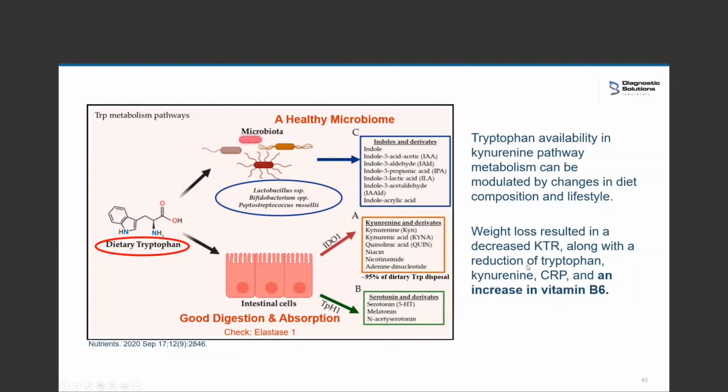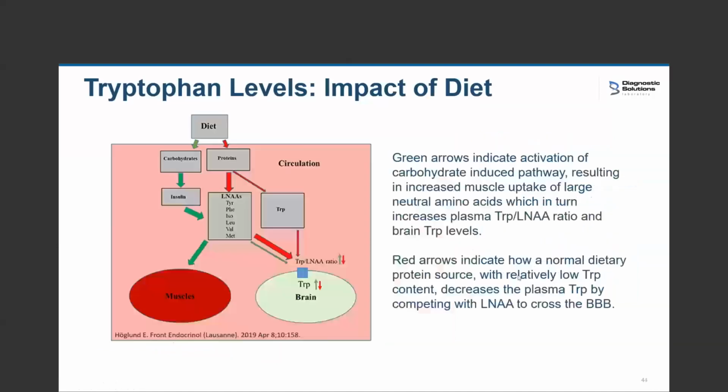They weren't necessarily eating more, the availability was increased. And then lastly, this is looking specifically at tryptophan and types of protein amino acid ratio. So this is the effects of proteins and carbohydrates on the influx of tryptophan, specifically to the brain. So the green arrows identify an activation of the carbohydrate-induced pathway, and that's going to result in increased muscle uptake of large neutral amino acids, which in turn increases the plasma ratio of tryptophan to large neutral amino acid. So tryptophan, it's very small in quantity.